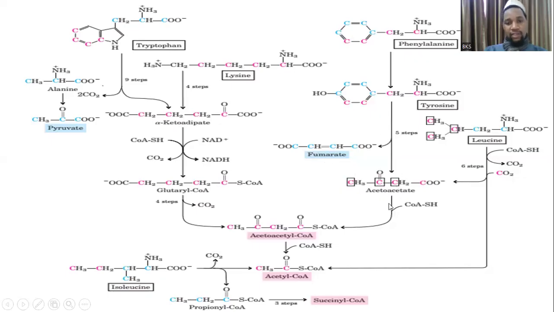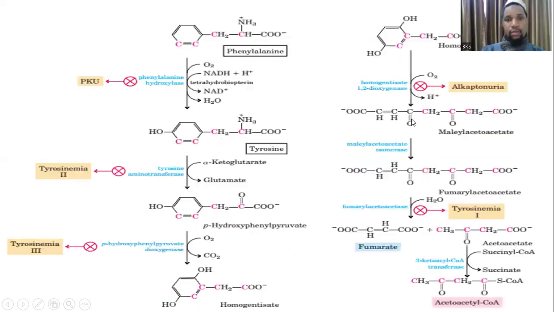So acetoacetate is the one that is involved in the formation of acetoacetyl-CoA and then finally acetyl-CoA, while fumarate can be used for the synthesis of glucose. So these amino acids, phenylalanine and tyrosine, are still glucogenic.